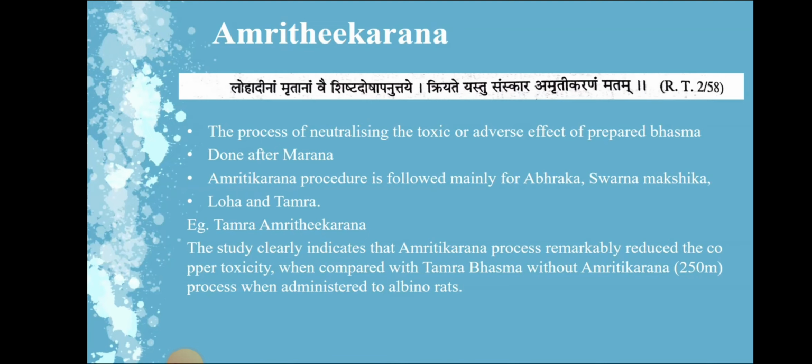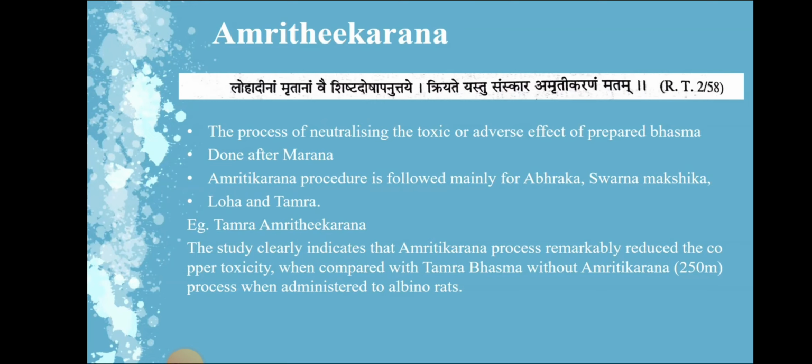Both samples were subjected to acute and subacute toxicity studies on albino rats. In the acute toxicity study, it was noted that the maximum tolerated dose of Tamra Bhasma before Amadhigarana was 250 milligrams per 200 grams of body weight of albino rats, and the maximum tolerated dose of Tamra Bhasma after Amadhigarana was 760 mg per 200 grams of body weight of albino rats.